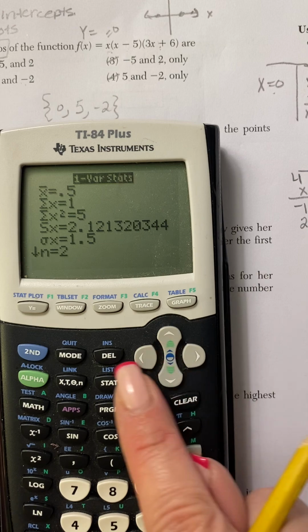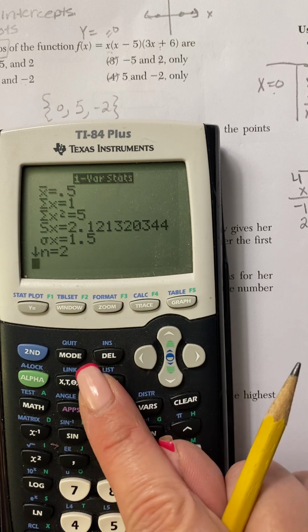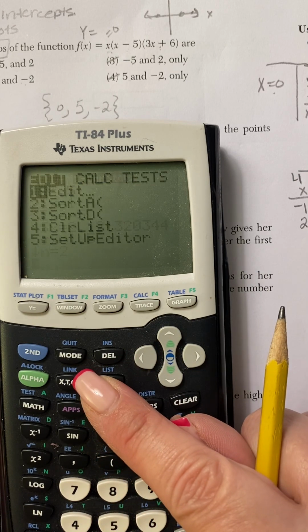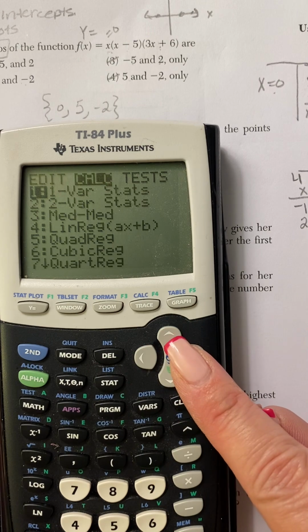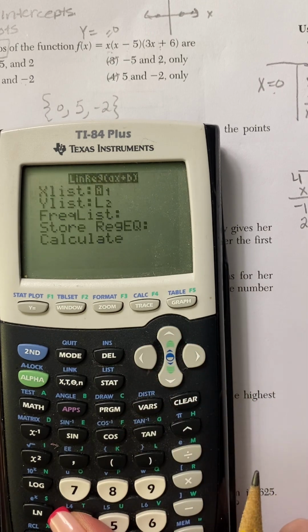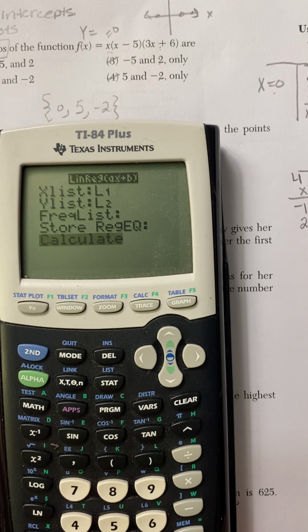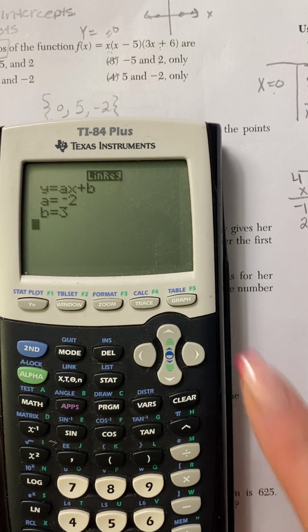Hold on a second. What happened here? Why did it come up as Stat Calc 1? Stat Calc 4. Okay, I guess when I showed you again, I did Stat Calc 1 by accident. All right, then we're going to enter, enter, enter, enter. Okay, so here it is.